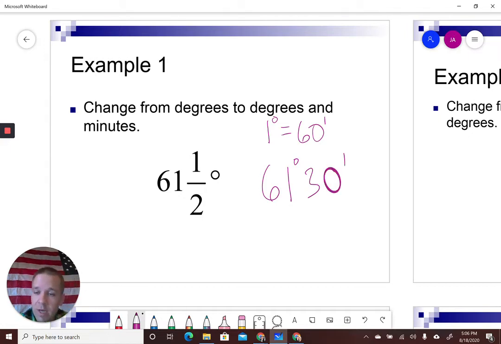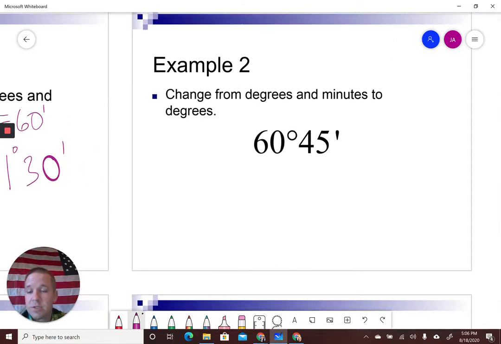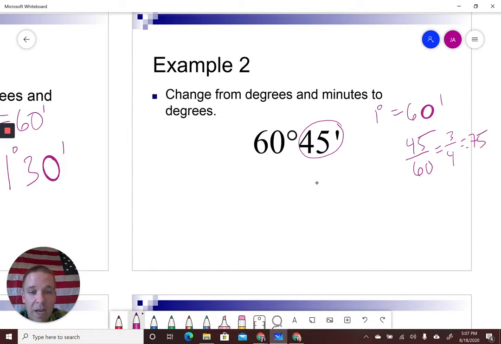Lovely. Okay. Next example. Let's go from degrees and minutes to just degrees. Well, 45 minutes is what fraction of a degree? Again, we said 1 degree is 60 minutes. So we're talking about 45 out of 60 total, which would give me 3/4, or we can think of it as 0.75, because I think that's going to come in handy here. So we can say 60.75 degrees, or you could say 60 3/4 degrees.